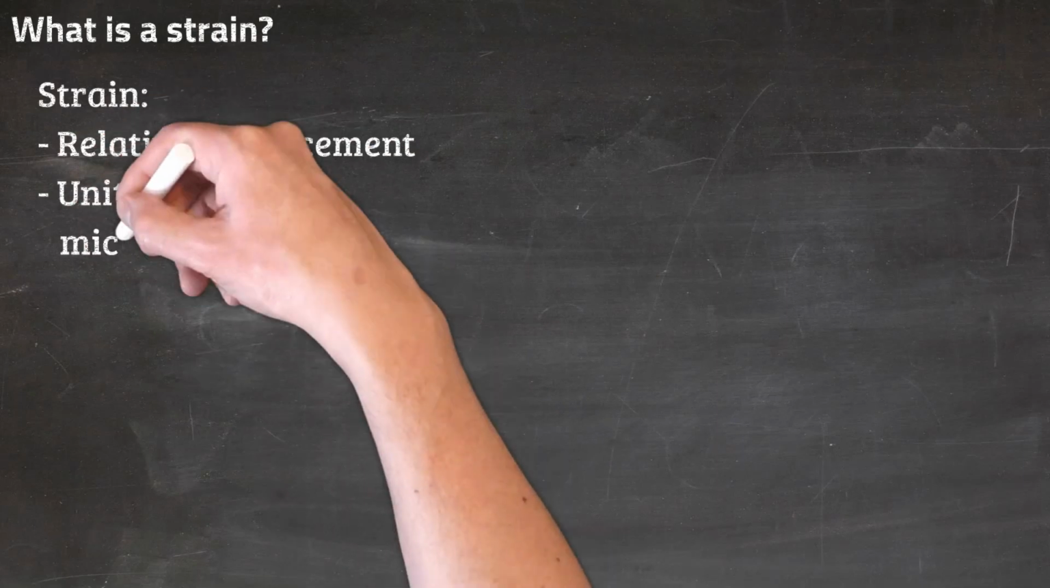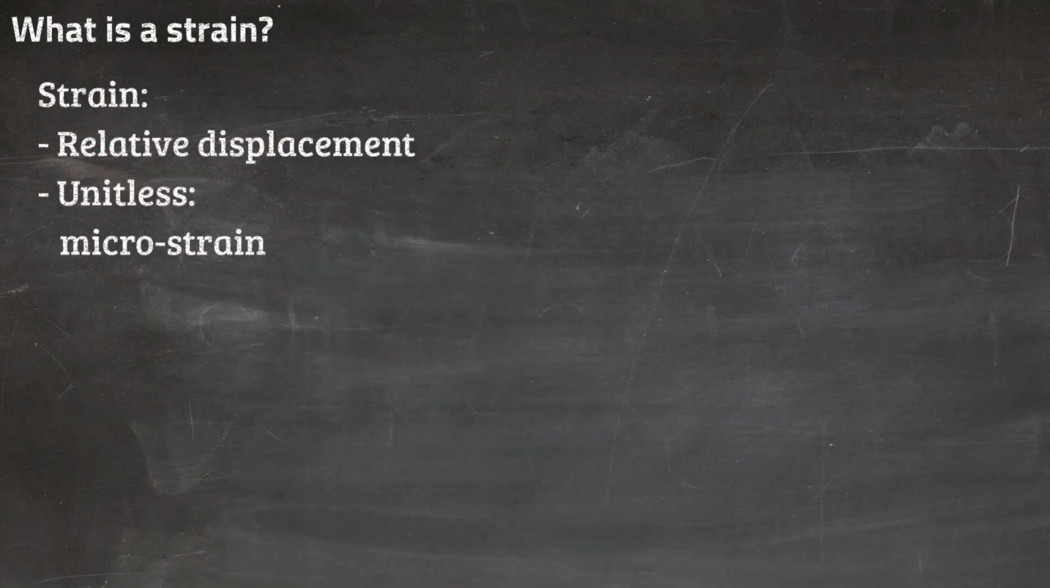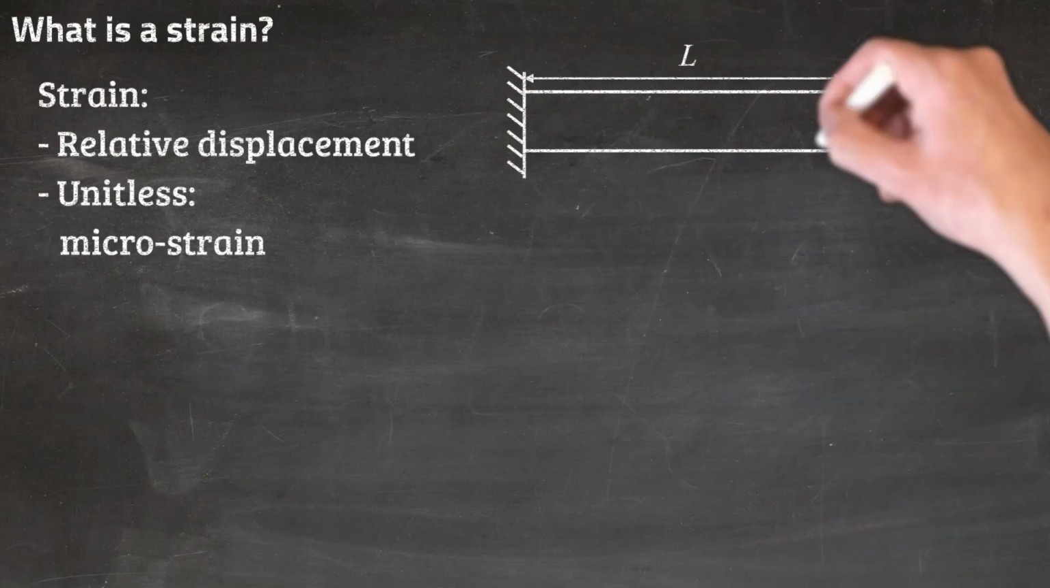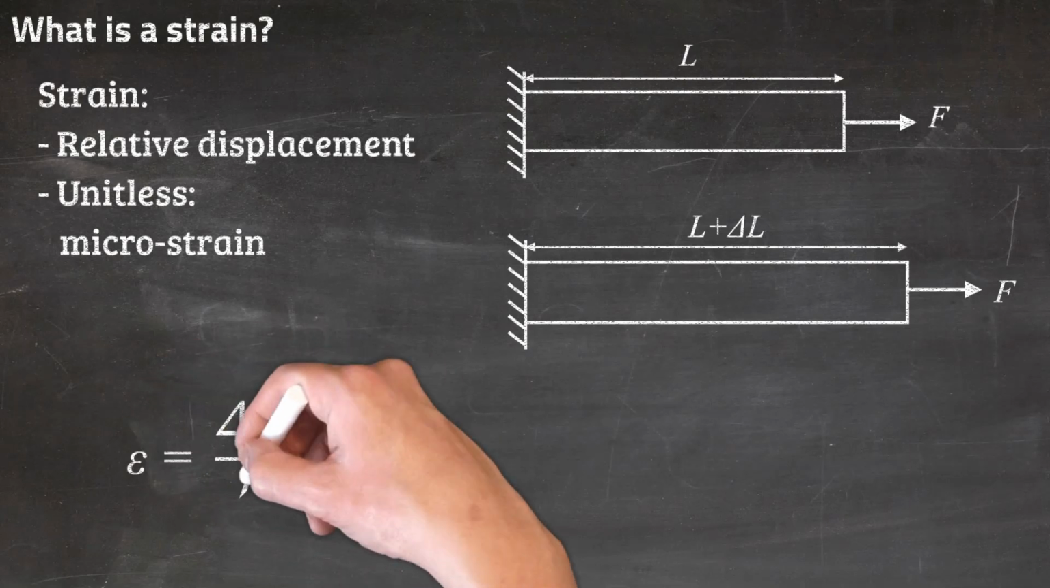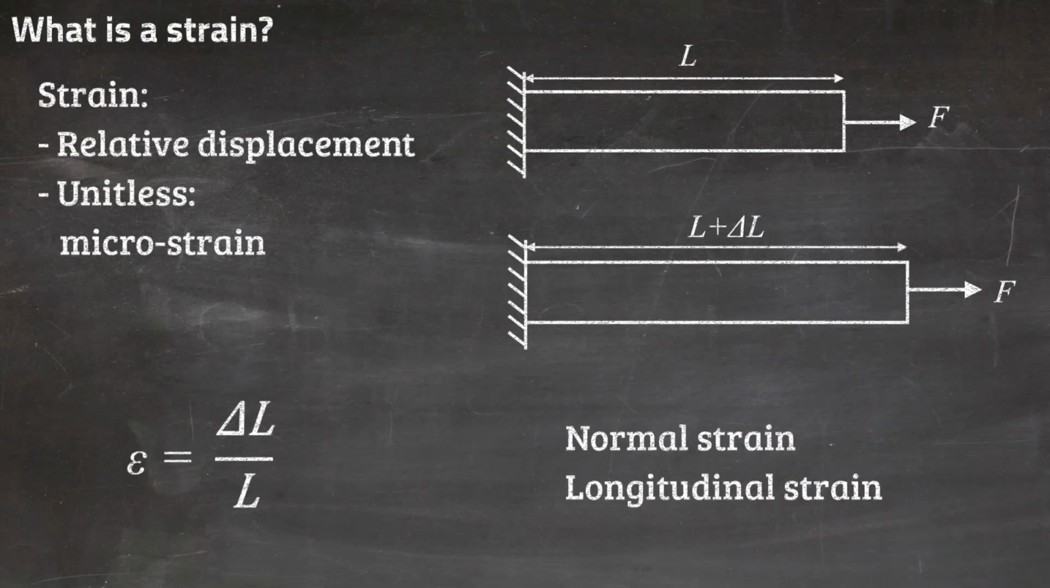Now, let's quickly look at the concept of strain. Assume a rod that is under a constant force of F. Due to the elastic properties of the materials, the length of this specimen will increase a small amount of delta L from the original length of L. If we divide the change in length by the original length, we get a unitless quantity known as strain. We use the Greek letter epsilon to show the strain. As the strain value is normalized by the original length, strain is defined as relative displacement. This type of strain is also referred to as a normal or longitudinal strain.